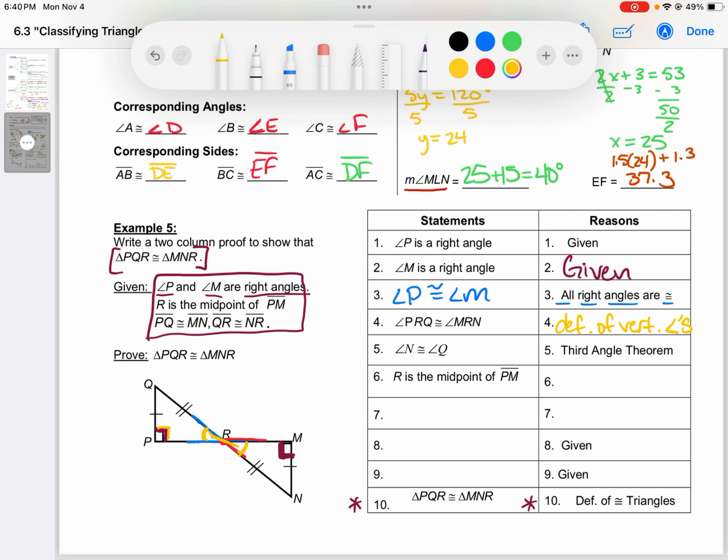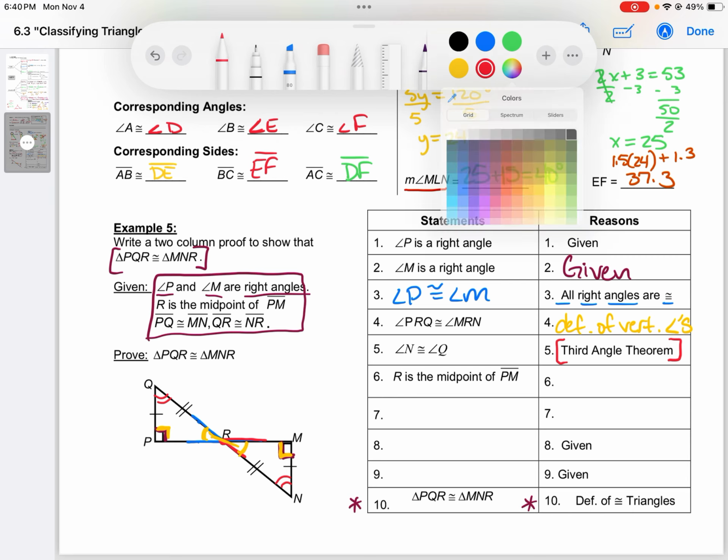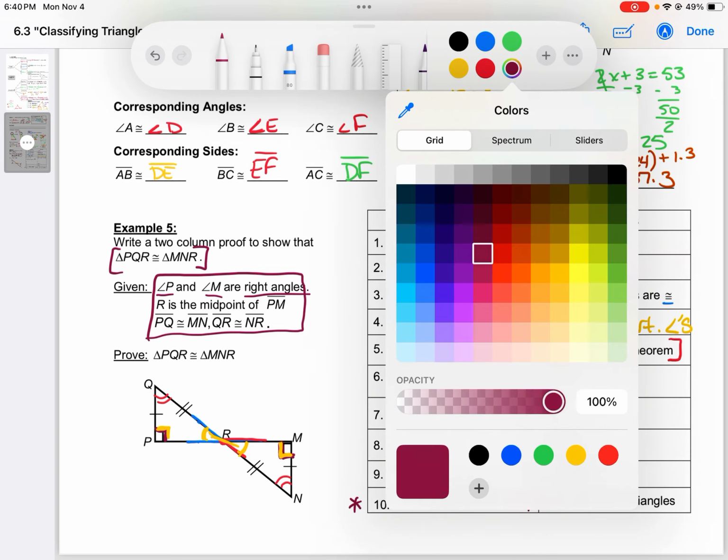Now, the last thing it tells us is that N is congruent to Q, and again, if this angle and this angle are equal, and these are both right, you've got 2 out of 3 that are identical on both of these, and that means their third angles must match. Third angle theorem right there. If angles 1 and 2 are congruent, then the third angles must also match.